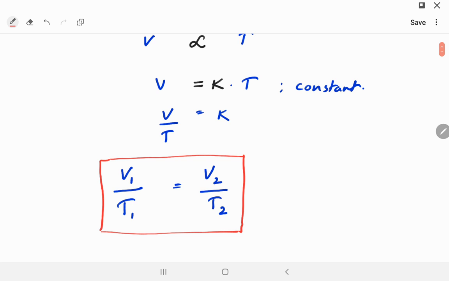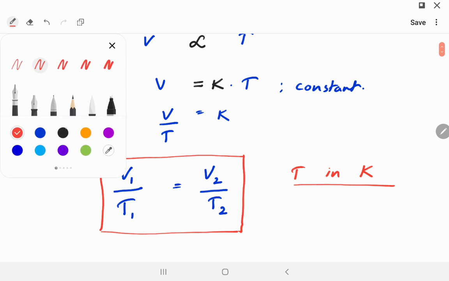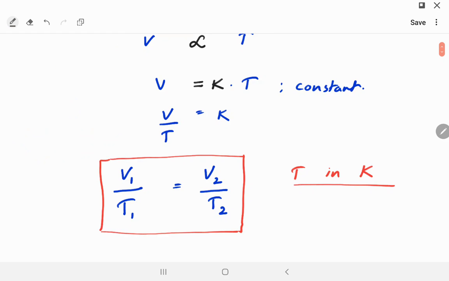But here's something important that you need to know. In physical chemistry, which gas chemistry is, temperature has to be in Kelvin. T should be in Kelvin. So that is important. Don't use Celsius or Fahrenheit. You should always convert your temperatures to Kelvin. You may ask, how do I convert temperatures to Kelvin?